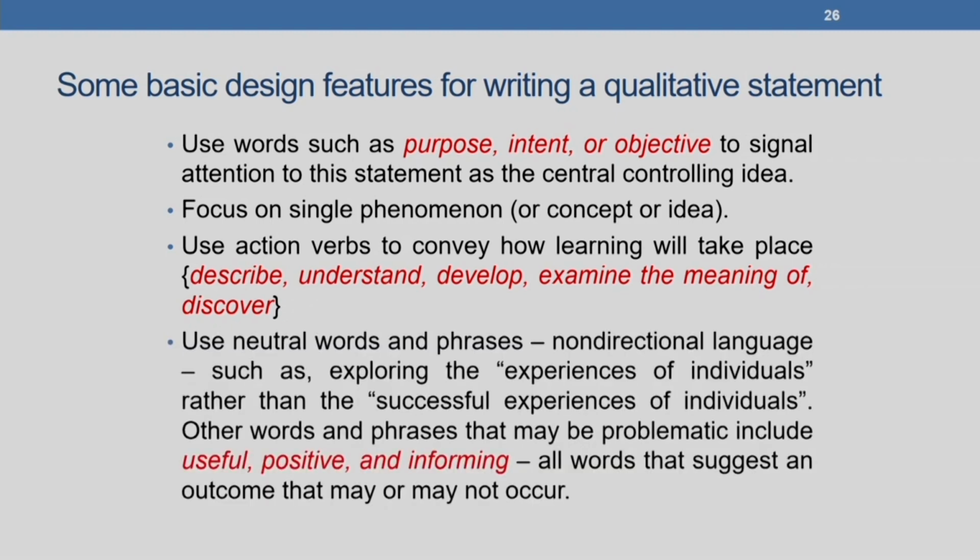The next point is that we must always make use of neutral words and phrases, meaning non-directional language. For example, exploring the experiences of individuals rather than the successful experiences of individuals. Other words and phrases that may be problematic include useful, positive and informing. These are all words that suggest an outcome that may or may not occur, and therefore a purpose statement must use neutral words that are non-directional in nature.